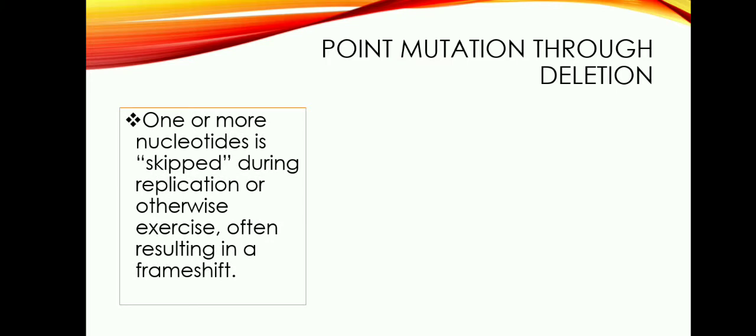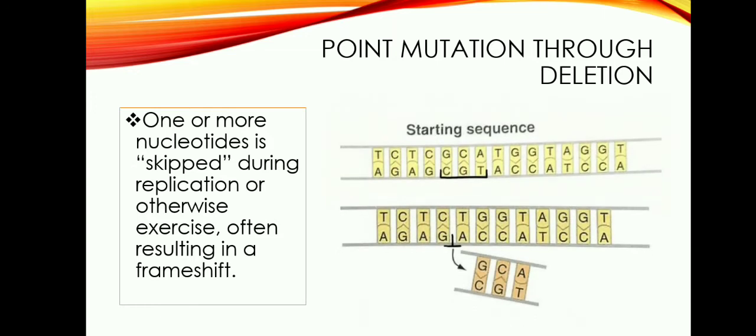Let's have point mutation through deletion. In this process, one or more nucleotides are skipped during replication, often resulting in a frame shift. So here is the starting sequence, or the normal DNA sequence, and then this part will be deleted. That is point mutation through deletion.